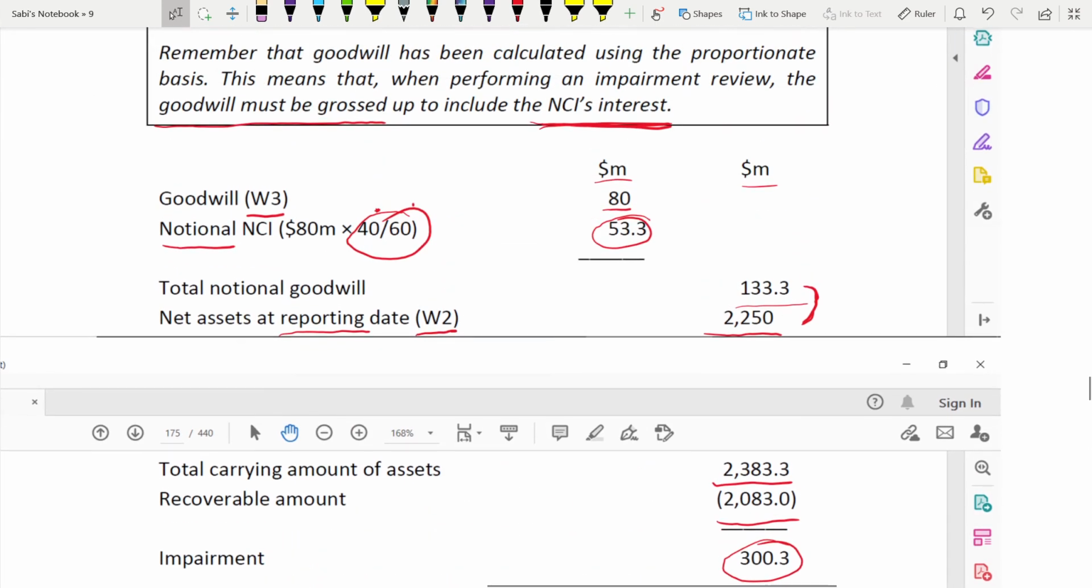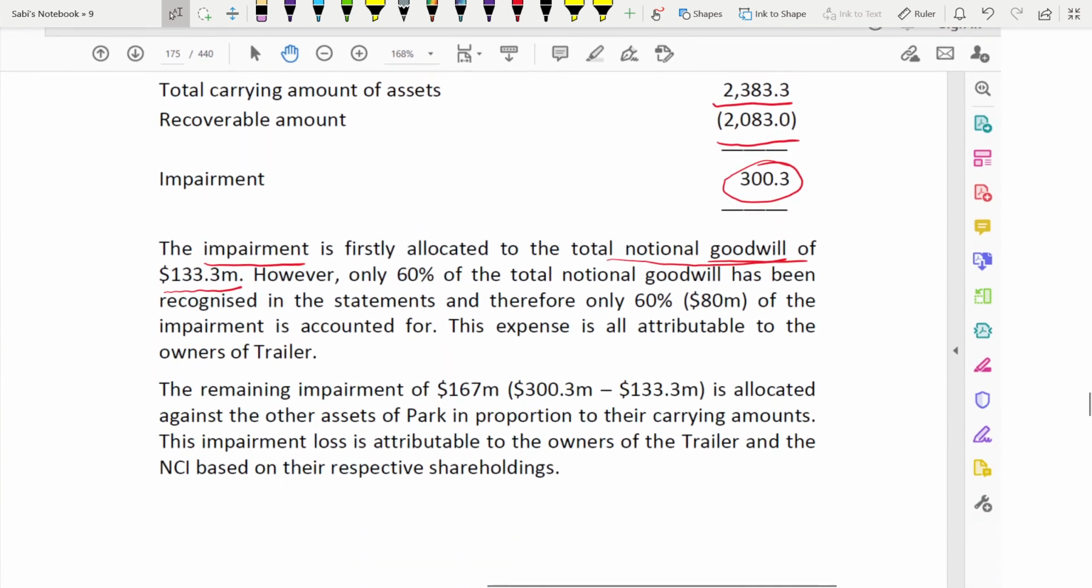Total notional goodwill 133.3. It's always against goodwill and then against other assets. However, only 60% of the total notional goodwill has been recognized in the statements, because 60% we have acquired. So only 80 of the impairment is accounted for, because 133.3, if you take 60% of it, is 79.98. Take the round figure, 80 million. Only this much of the impairment will be accounted for.